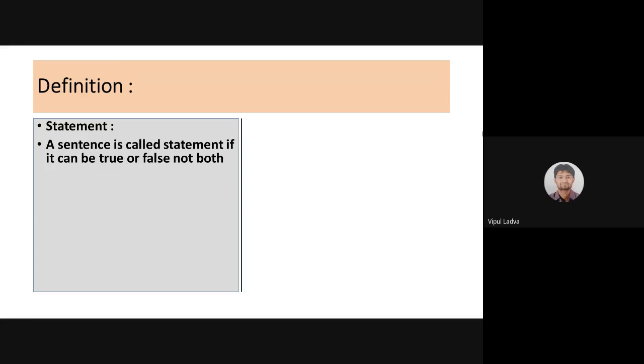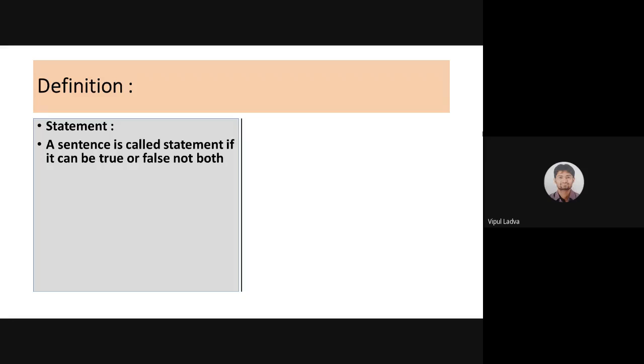It's okay. This is one of the definitions. A sentence is called a statement if it can be true or false. But if its value is both true and false, in some situations the sentence will be true, and in other situations its value is false, then we will not consider that a statement. We will not call that sentence a statement, is it?